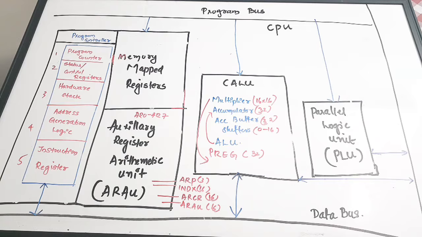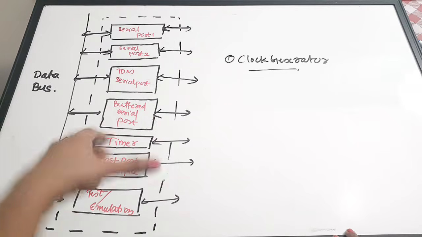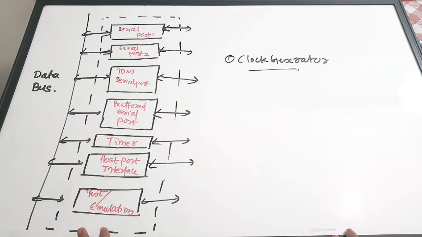Now we are going to see about the peripherals and their details. Next we are going to discuss the peripherals of this DSP processor. Before seeing the peripherals drawn in this diagram, we'll be seeing some other elements also. The first and most important element we are going to see is the clock generator. Its purpose is to generate the clock signals for the processor, for the CPU.